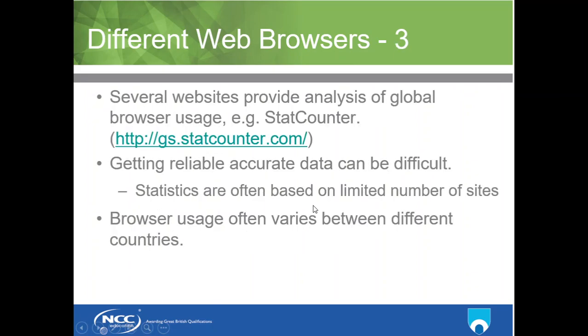Okay. So it is important for you as a web developer to find out the statistics. We have a website called StatCounter, hosted at gs.statcounter.com, that is used to provide analysis of global browser usage. Why do you want to know this? You want to know this so that as you develop your website, you know which browsers to use to test it. You might not be able to test on all browsers, but you need to test on at least 3 or 4 popular browsers. So anytime you're developing a website, please remember to check the statistics.